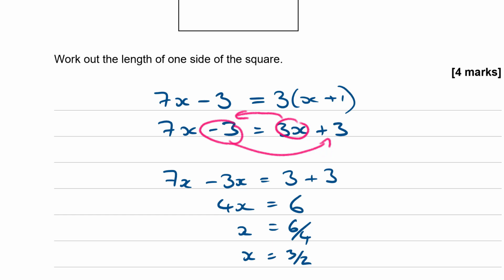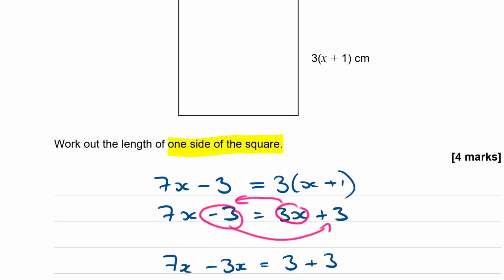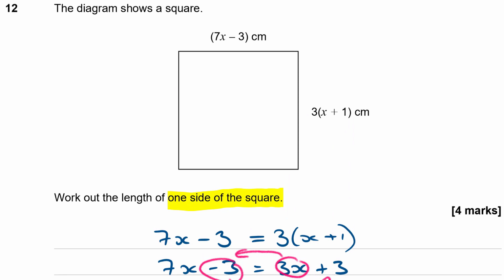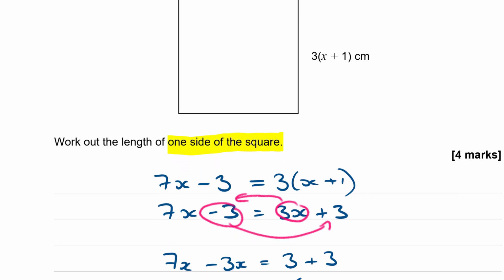Okay, done. Or are we? Just make sure at the end of every question you reread it, because I almost missed this. Work out the length of one side of the square. Sometimes when we find x we think, oh yeah, our job is done, but back to our square, our squares are not of side x. I've got one which is 7x minus 3 and one which is 3 lots of x plus 1. We worked out the value of x, so we haven't worked out the side of the square yet.